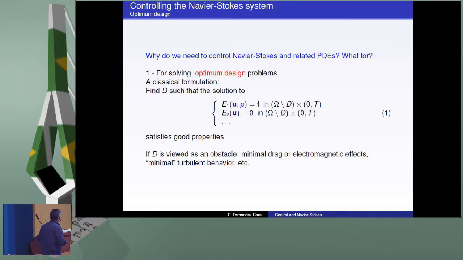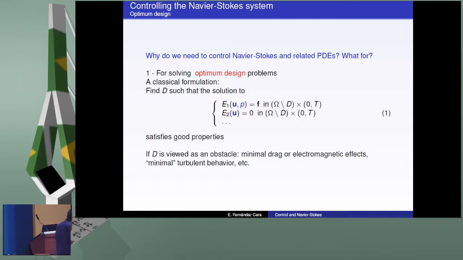Okay, this is the classical formulation of an optimum design problem for the Navier-Stokes equations. We ask u and p to solve the system in a set of this kind, Omega minus D times (0,T), and we want to determine D in order to get good properties. For instance, in order to get a couple (u,p) such that the drag, or the resistance to the passage of the fluid, is minimized, or something of this kind.